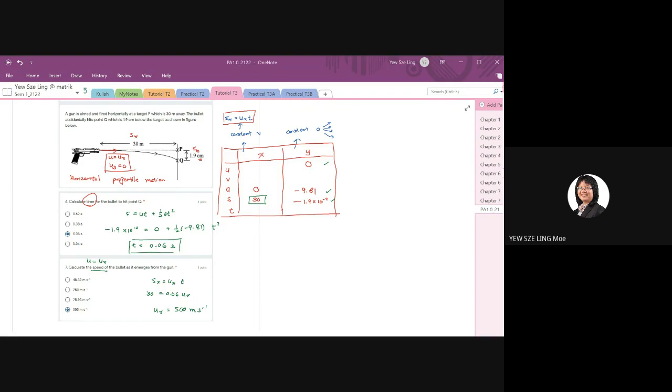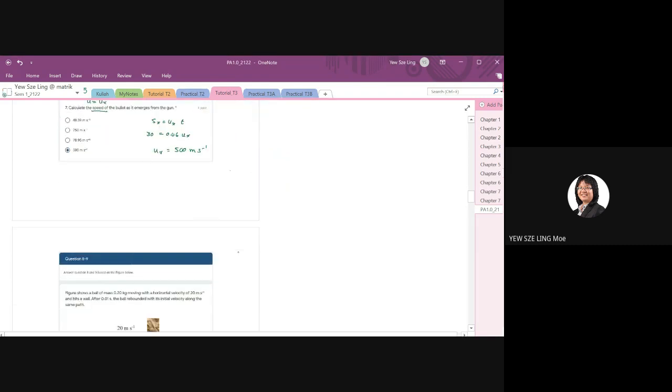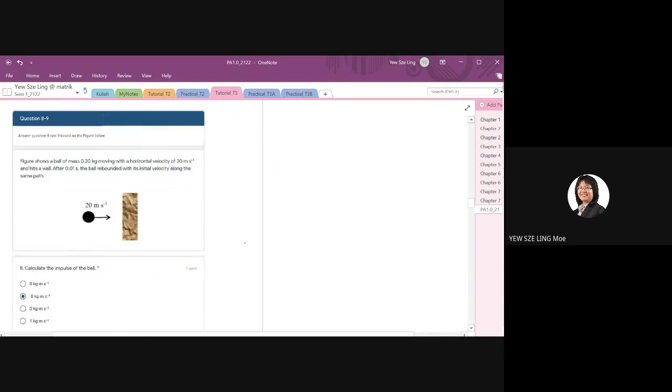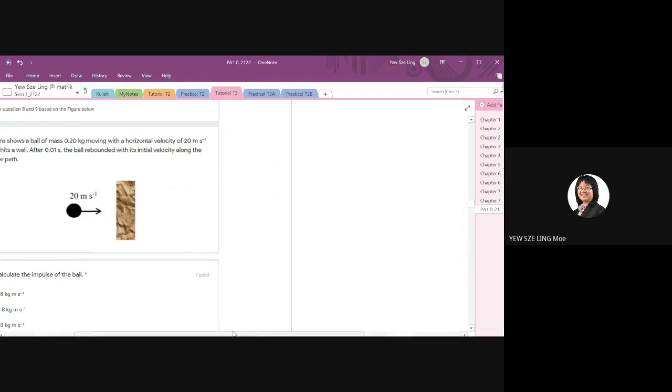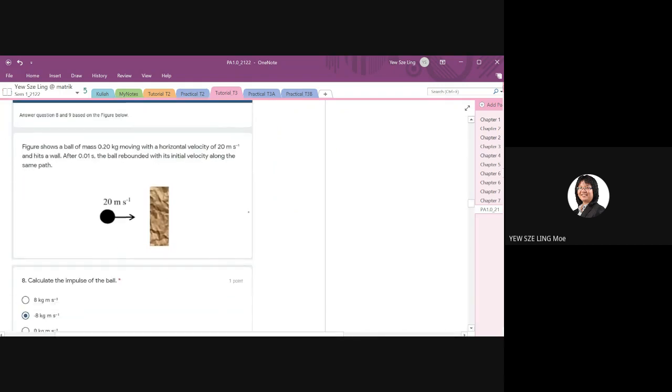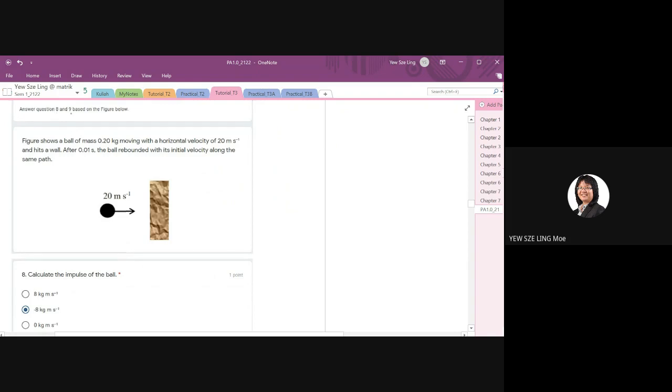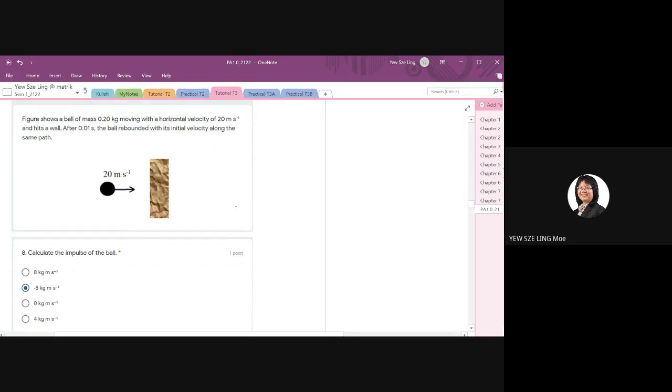All right. Let's move on to the next questions. Okay, so we're done with the revisions for chapter 2. Now we're going to chapter 3. So chapter 3, answer questions 8 and 9 based on the figure below. So again, one figure can be used to answer 2 questions.